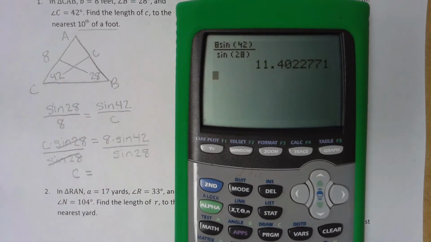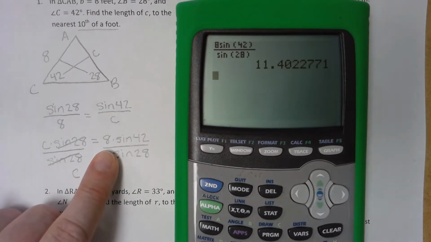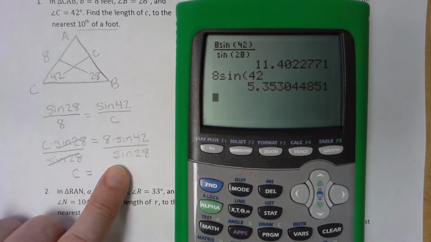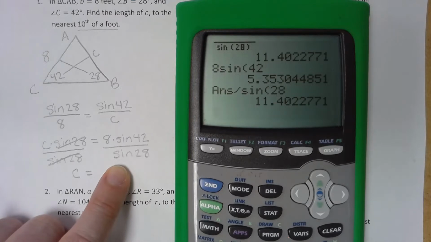It does tell us to round to the tenth of a foot. I will show you another way that I tend to do it. I say 8 sine of 42. Go ahead and let the calculator calculate that value. We don't really care about it until we divide. So then I hit divide by sine of 28. I tend to not use the alpha y equals. So that gives us the same answer again that way.